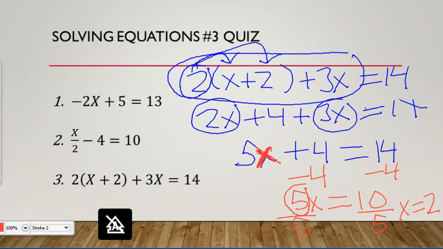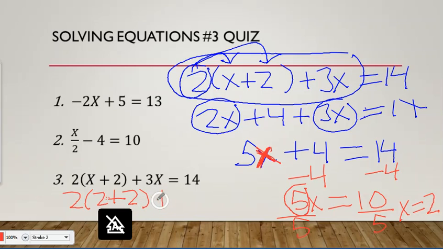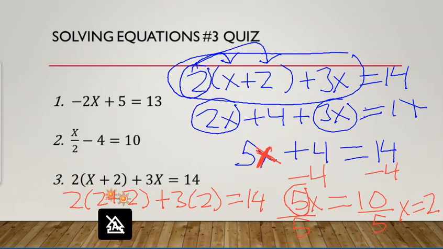Okay, now let's just make sure and check that 2 does give us a solution. 2 times 2 plus 2 plus 3 times 2 equals 14. So let's go ahead and take care of what's in the parentheses first. 2 times 2 is 4. And then let's take care of our multiplications. 4 times 2 is 8, and 3 times 2 is 6. So 8 plus 6 does give us 14.